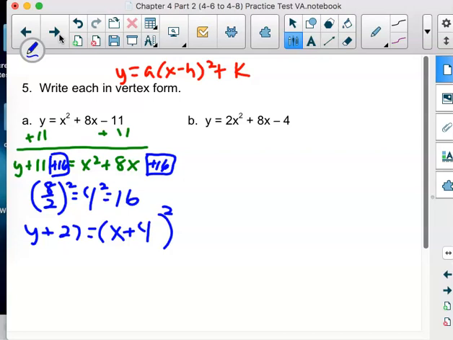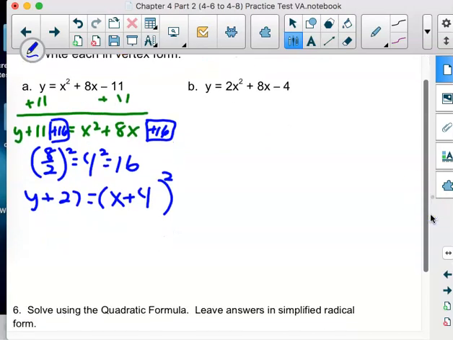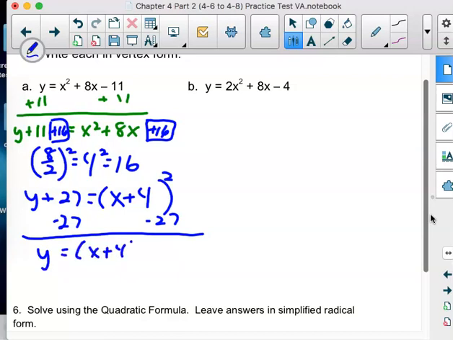Subtract 27 from both sides. Suppose we should take 4 minus 27 and get negative 23? No. One's in a squared and one's not. So we just have to tuck it back there. y equals the quantity x plus 4 squared minus 27.